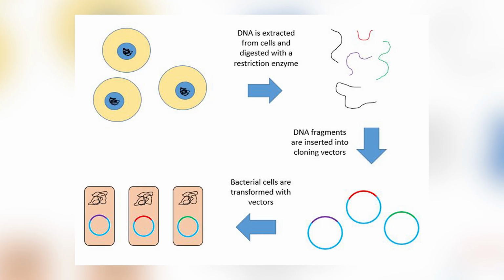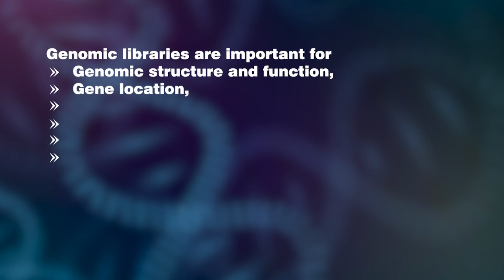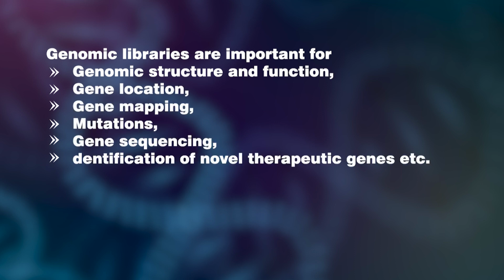Moving on to the next type of library, that is bacterial artificial chromosome library, or in short we know it as BAC library. BAC libraries are constructed by cloning large DNA fragments whose range is typically around 100 to 300 kilobases. BAC libraries are used for genome mapping, physical mapping and large scale genome sequencing projects.